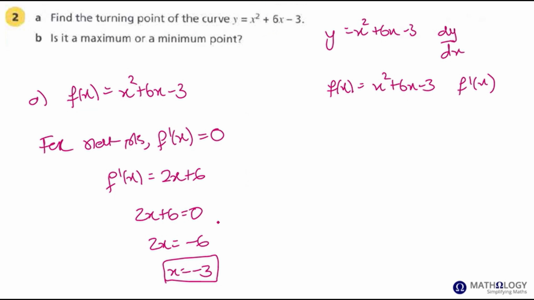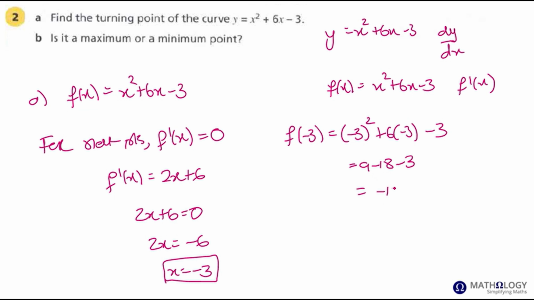So to find the y coordinate of the stationary point, we substitute x equals minus 3 into f of x. So f of minus 3 equals minus 3 squared plus 6 times minus 3 minus 3. That's 9 minus 18 minus 3. 9 minus 18 is minus 9, minus 9 minus 3 is minus 12. So minus 3, minus 12 is your stationary point.